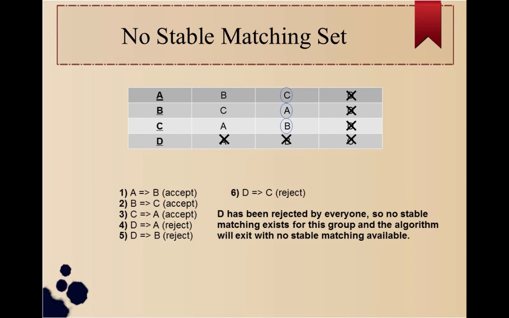So why is this unstable? If D was paired with C, B would rather be with C, and C would rather be with B, so that's unstable. If D was with B, B would rather be with A, and A would rather be with B, so that's unstable. And if D was paired with A, A would rather be with C, and C would rather be with A, so D has no case of where it's paired up where it would be a stable match. And as you can see, the algorithm has detected this and worked out it's unstable.